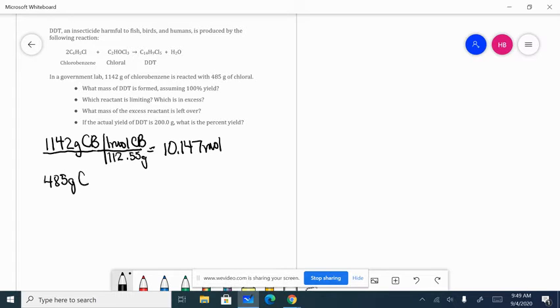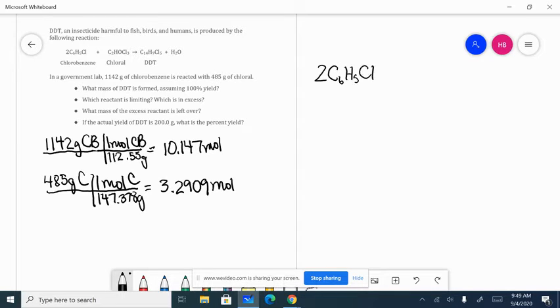485 grams of chloral, I'll just abbreviate that C. And if I add up 2 carbons, 1 hydrogen, 1 oxygen, and 3 chlorines, I get 147.378 grams in 1 mole, or 3.2909 moles is what we're starting with. So I'm going to rewrite our equation over here so we can do the BCA chart. So we need twice as much chlorobenzene as we do chloral to make that big giant compound, which is DDT: C14H9Cl5, and of course water.